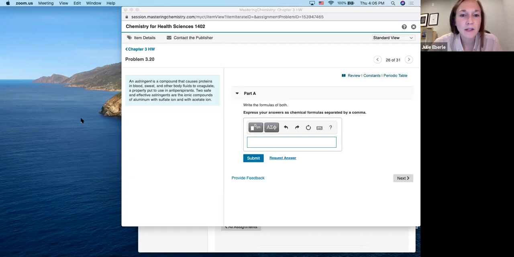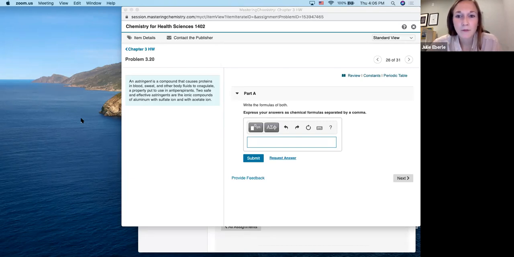Two safe and effective astringents are the ionic compounds, aluminum with sulfate ion and acetate ion. So you'll oftentimes, if you go like people that are very health conscious and tend to be mostly organic, they'll buy deodorants without aluminum, okay, because we don't really want metals absorbing in our body, right?